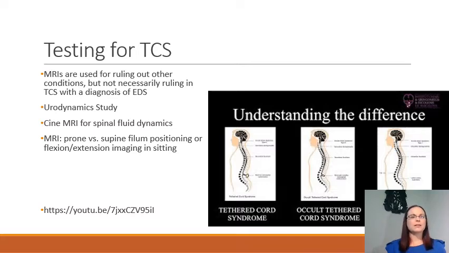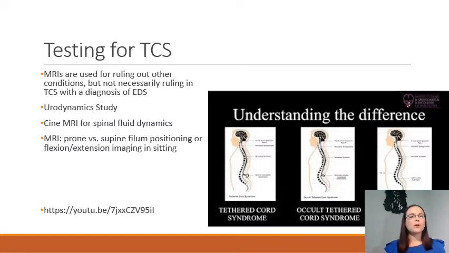There's really not necessarily a standard. There's a few things being done by different specialists. A urodynamic study, so seeing how well the neurological system to the bladder is functioning, is actually something that they're looking at. What's called a cine MRI for spinal fluid dynamics is something that's being used as well.